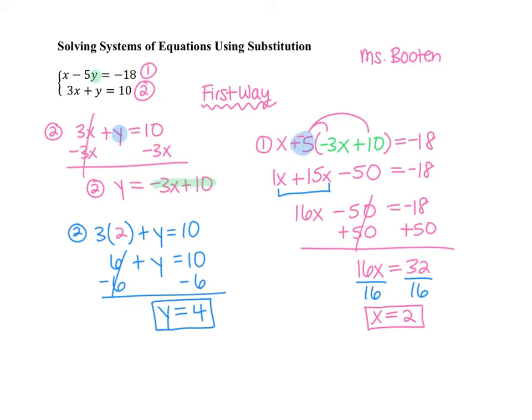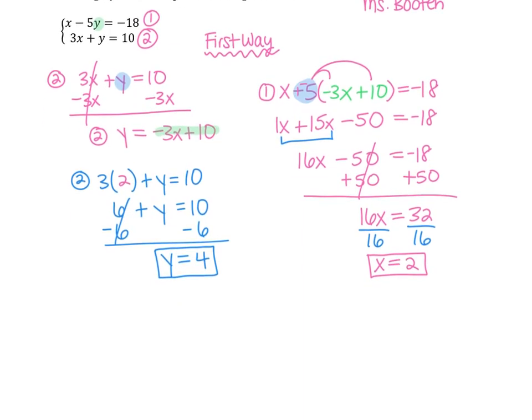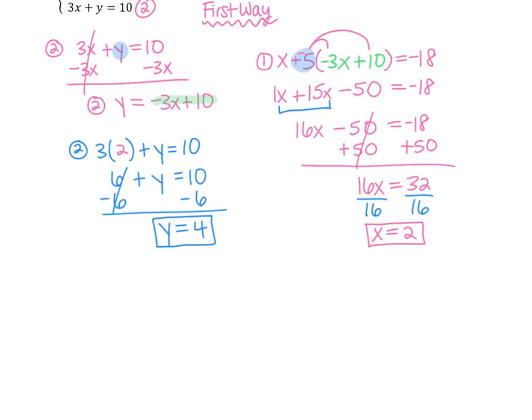Our last step, as always, is to check our answer. So I'll scooch us down here. We can check our answer. Since we used equation number 2 to solve for the second variable, I already know that the pair (2, 4) works in the second equation. So I must check it in equation number 1.